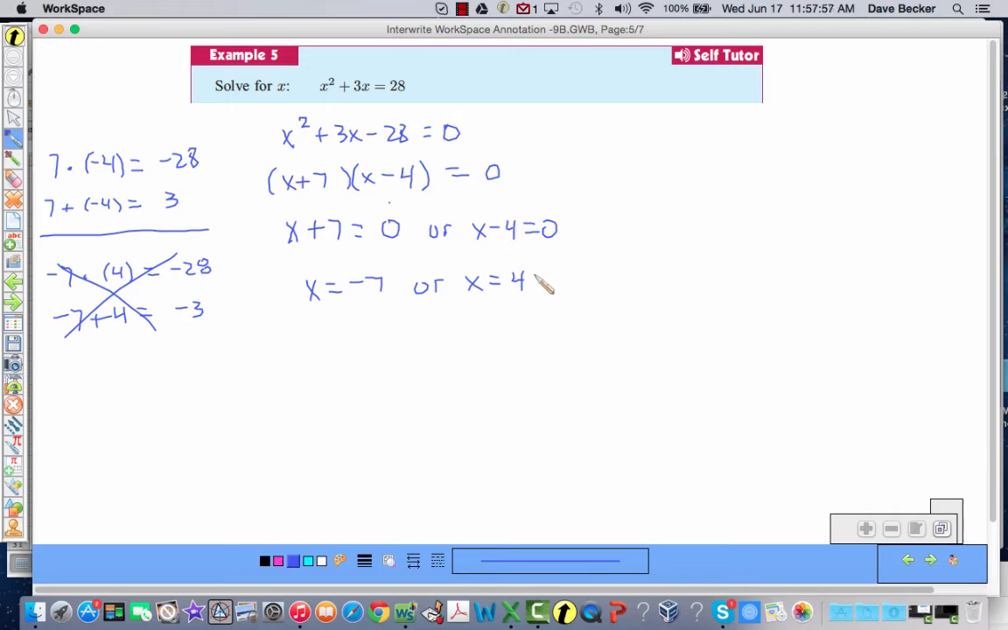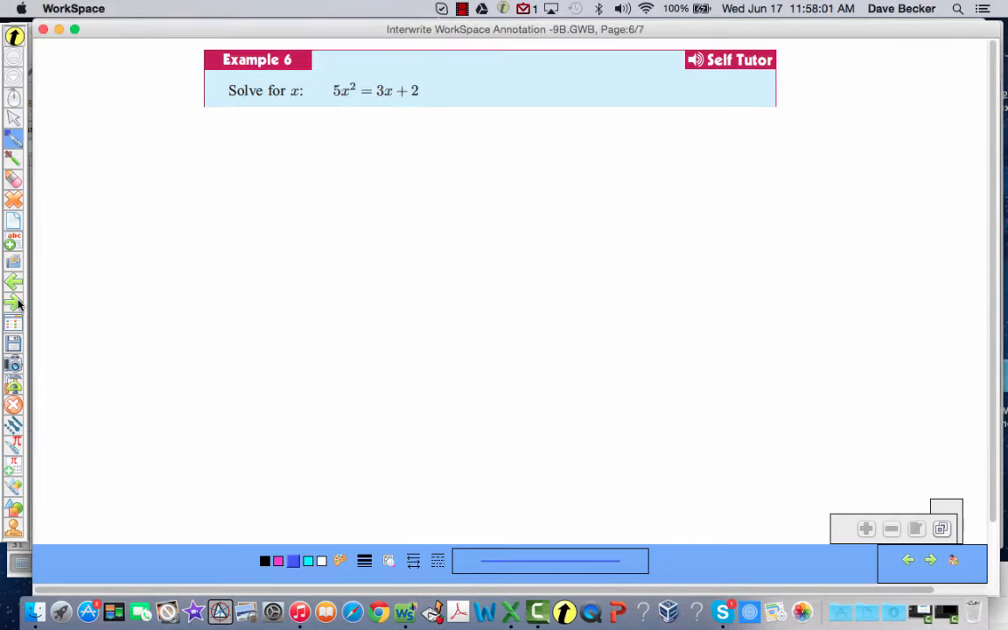Isn't that wonderful? All right, let's see what we got going here. Oh, 5x squared equals 3x plus 2. I'm going to set it equal to 0. 5x squared minus 3x minus 2 equals 0. So here you can guess and check, but let's split the middle term first. Okay, we'll do that method.